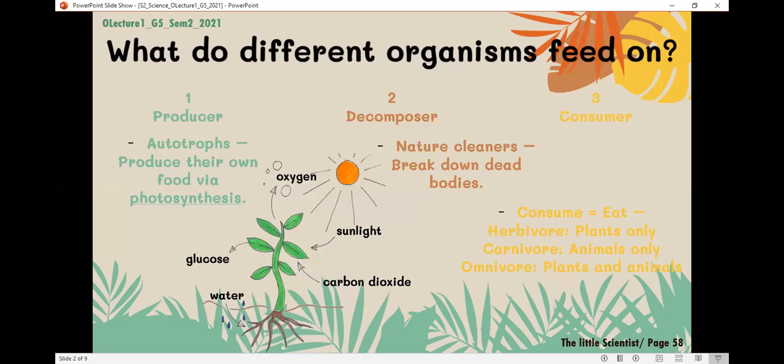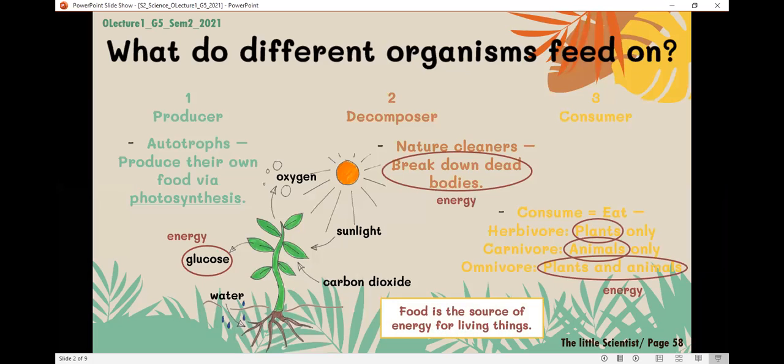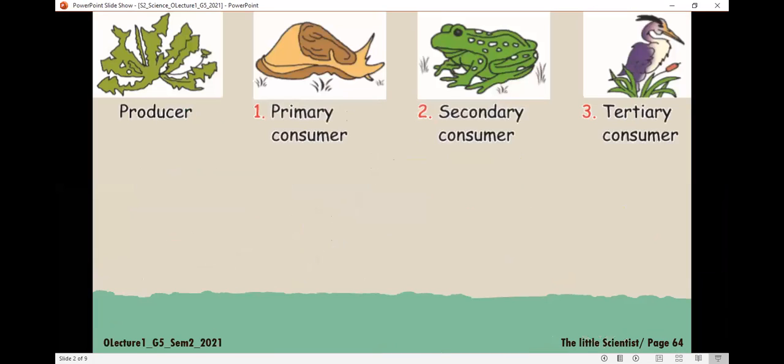Producers produce glucose. Decomposers decompose dead bodies. Consumers consume plants and animals. All of this is to get the energy they need, the ATP energy by respiration. As I said in the beginning, food is the source of energy for all living things. So how does this energy move in an ecosystem? Let's take a look.